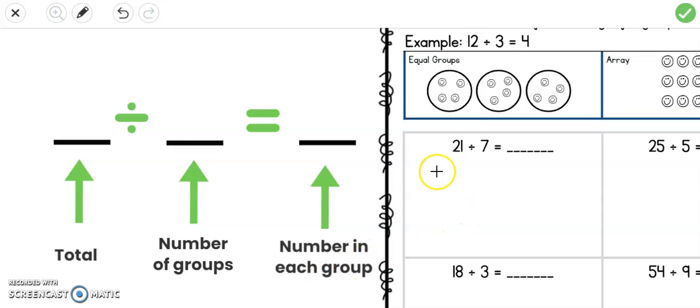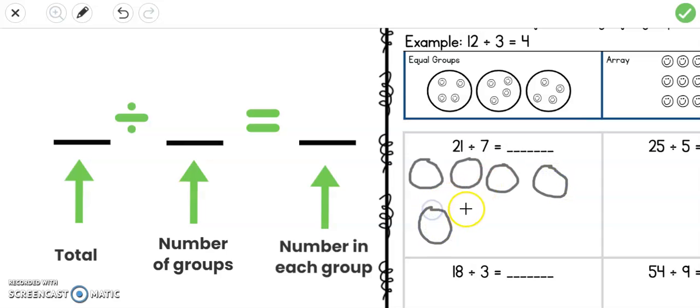I know that I have 7 groups. 1, 2, 3, 4, 5, 6, 7. There are my 7 groups. Now I need to divide or pass out or share those 21 items. That's a way we can think of division. I'm passing out, I'm sharing, I'm dividing.